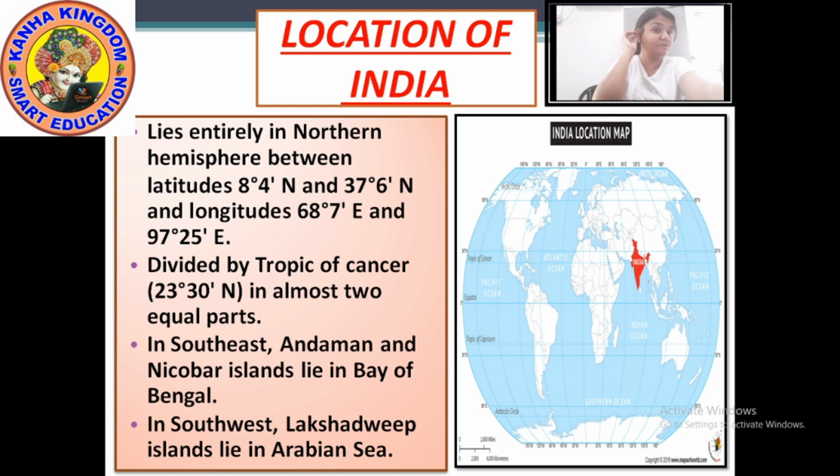Now, I think you must all know what the hemisphere is. Our earth is divided into two parts with an imaginary line called the equator, and that is horizontally. Horizontally the earth is divided into two parts with the equator, and the two parts are known as hemispheres, of which the upper part is called the northern hemisphere and the lower part is known as the southern hemisphere. So our India lies entirely in the northern hemisphere.